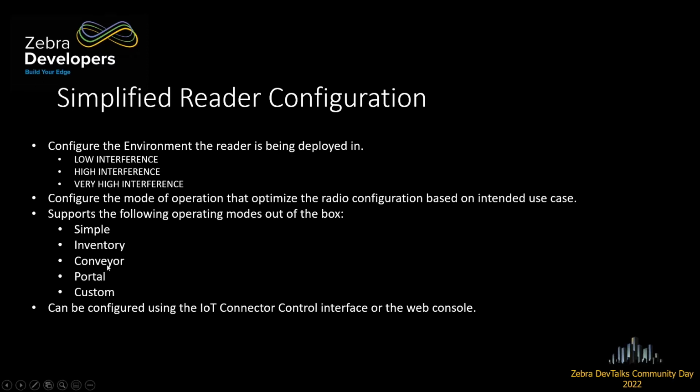So yeah, once you know what operating mode to pick, you can configure that operating mode in one of two different ways. One is you can do that from the reader web console itself. There is a new web page that is added to configure the operating mode on the reader, or you could do that from the IoT connector interface. And that is basically, if the IoT connector control interface is set to MQTT, for example, you can change the operating mode using the MQTT interface itself.